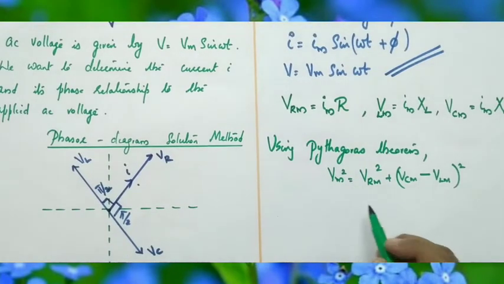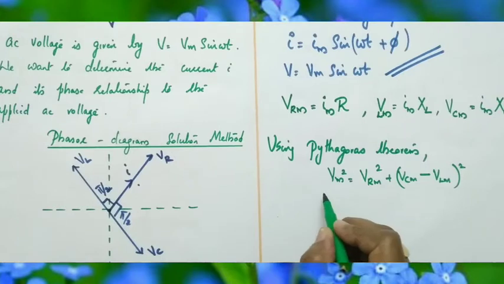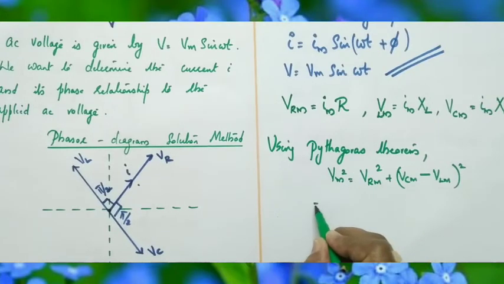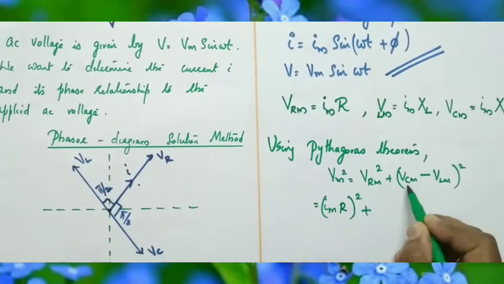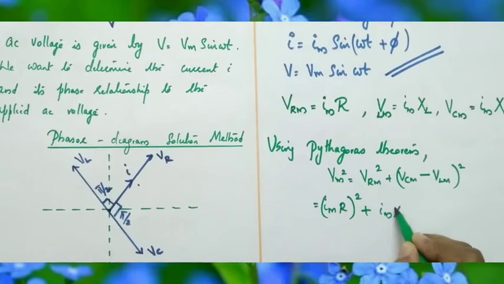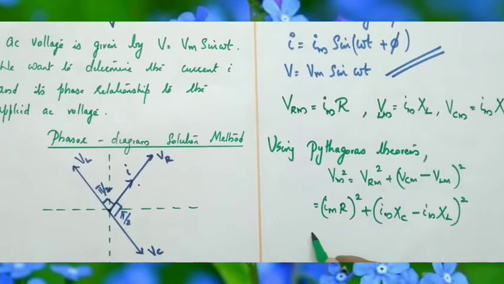Thus, using Pythagoras theorem, we can write Vm square equal to VRm square plus (VCm minus VLm) the whole square. Now we can substitute. What is VRm? Im into R, the whole square, plus VCm, that is Im into Xc, minus Im into XL, the whole square, is equal to, here Im square is common in all the three terms. So Im square is taken outside.